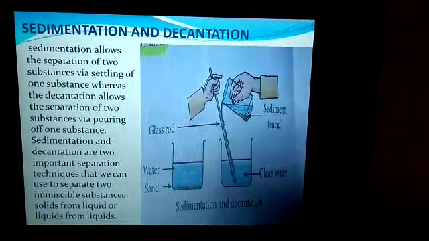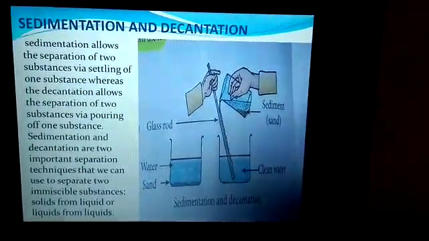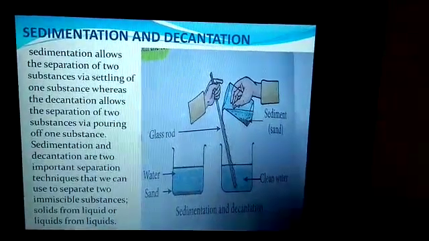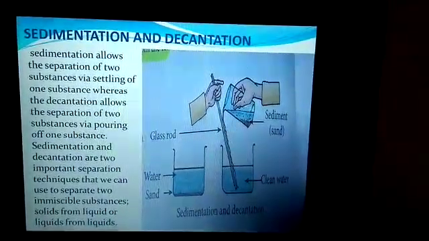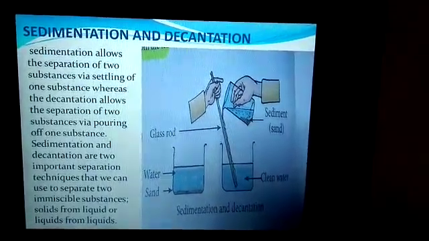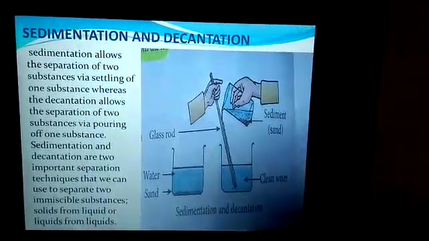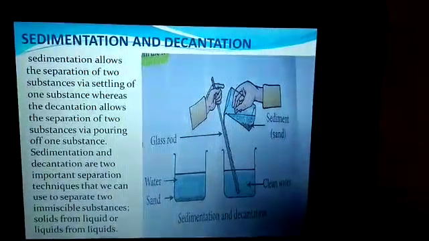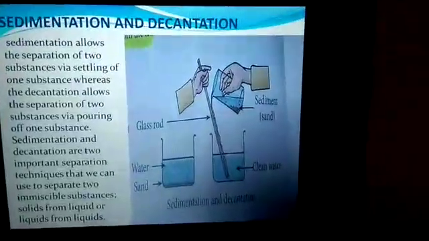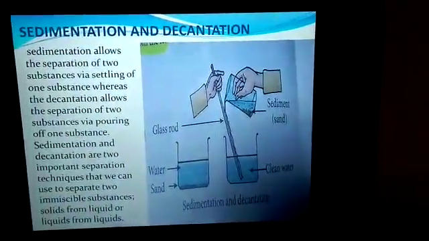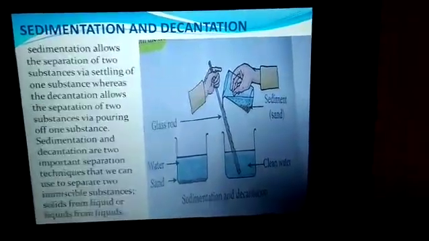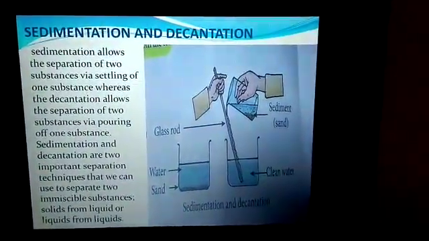Sedimentation allows the separation of two substances via settling of one substance, whereas decantation allows the separation of two substances via pouring of one substance. Sedimentation and decantation are important separation techniques that we can use to separate two immiscible substances, which can be solid from liquid or liquid from liquid.